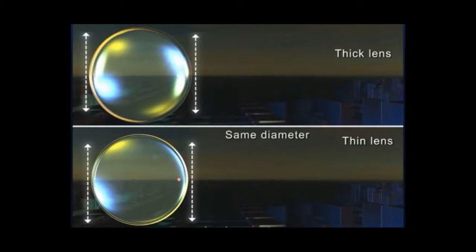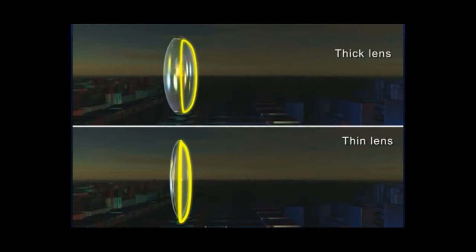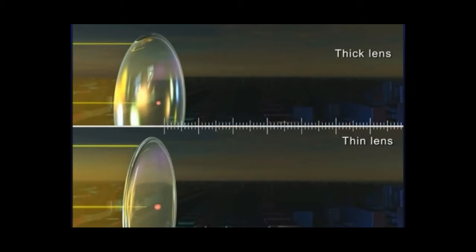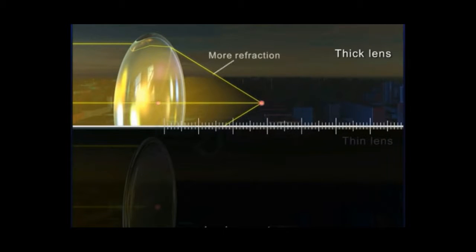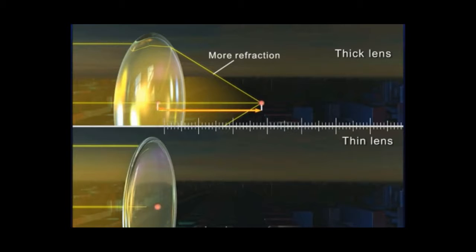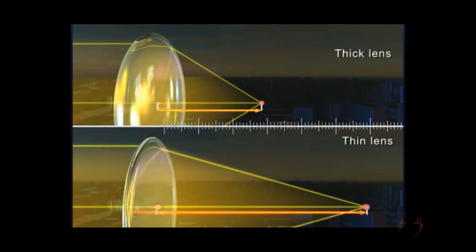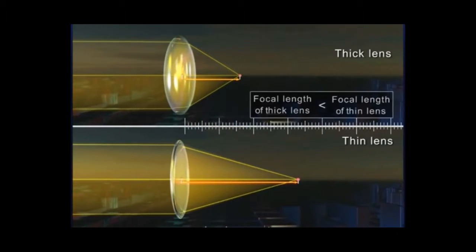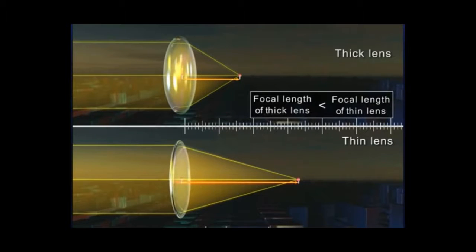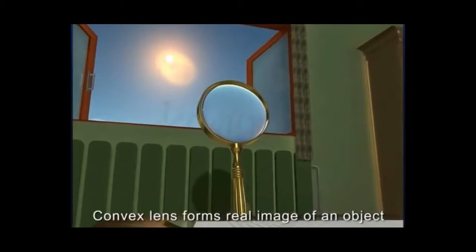Take two lenses of the same diameter but of different thickness and hence curvature. When parallel light rays are incident on them, you can observe that the light rays passing through the thick lens undergo more refraction and get converged at a shorter distance as compared to the thin lens, which causes less refraction. So we can observe that the thick lens has a shorter focal length than the thin lens. The image formed by a convex lens in this case is a real image of an object.